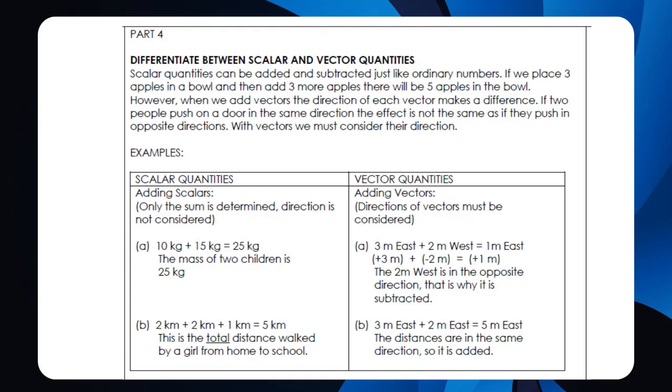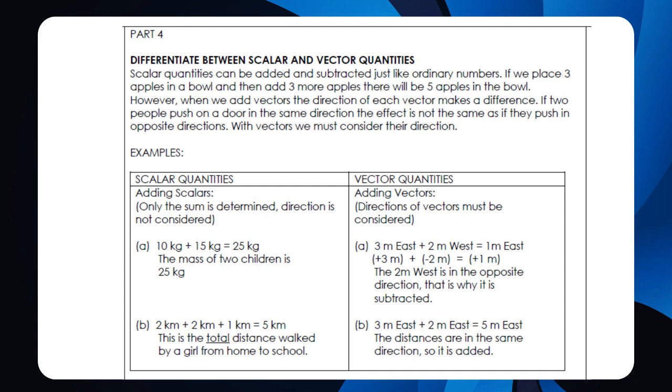Part 4. Differentiate between scalar and vector quantities. Scalar quantities can be added and subtracted just like ordinary numbers. If we place 3 apples in a bowl and then add 3 more apples, there will be 6 apples in the bowl. However, when we add vectors, the direction of each vector makes a difference. If 2 people push on a door in the same direction, the effect is not the same as if they push in opposite directions. With vectors, we must consider their direction.